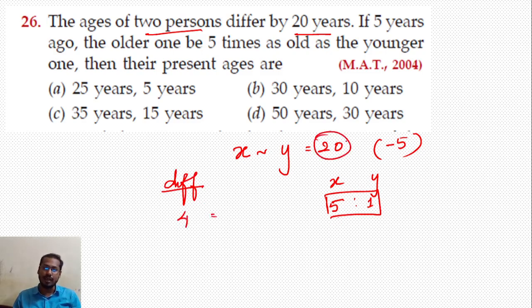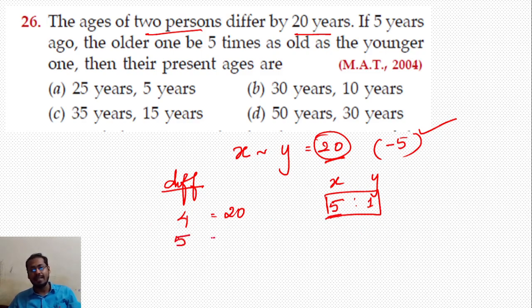Age difference is 20. See, if 20 is the age difference, it will not change. Right? If your age and your father's age is 30 years difference, after 10 years, 30 years difference. After 50 years, 30 years difference. After 100 years, you and your father's age difference will be the same. Likewise, after 5 years or before 5 years, the age difference will not change. So, 4 parts is equal to 20. Same age difference.